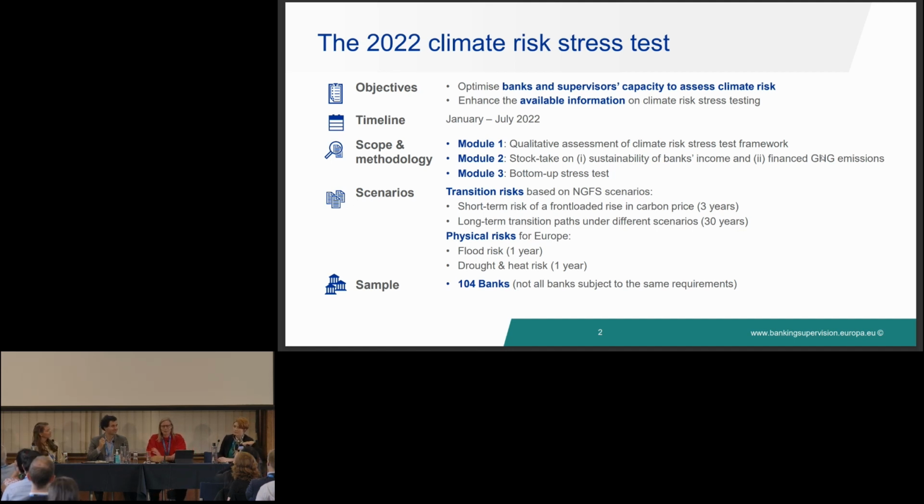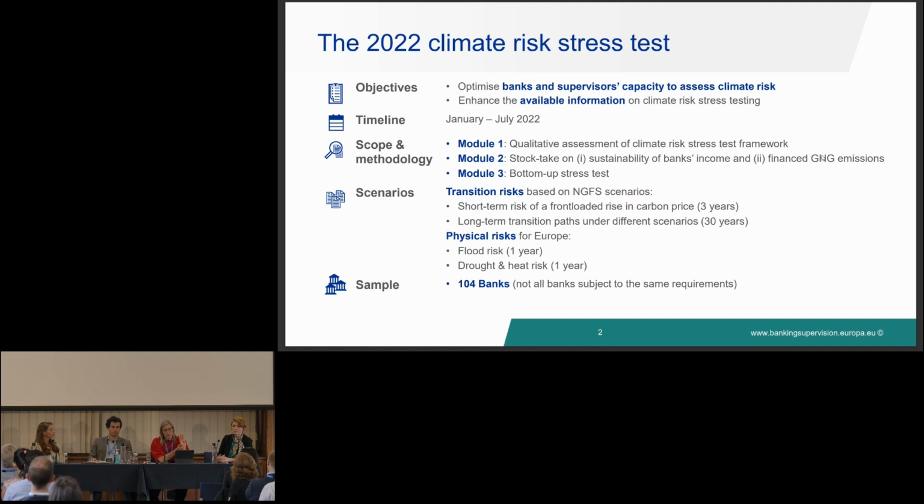So, our supervisory climate risk stress test. This is what we started in the beginning of this year with 2 objectives: to optimize banks' and supervisors' capacity to assess climate risk, and to enhance available information on climate risk stress testing. The timeline was from January till July 2022. And it was a real learning exercise, and it was not only number crunching.